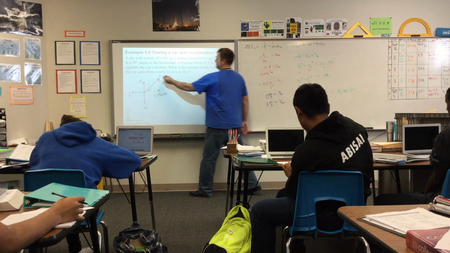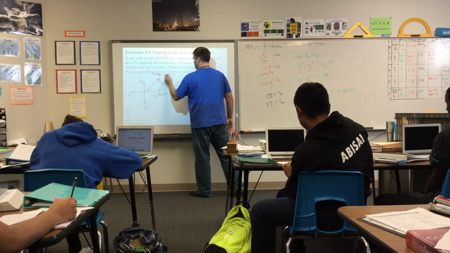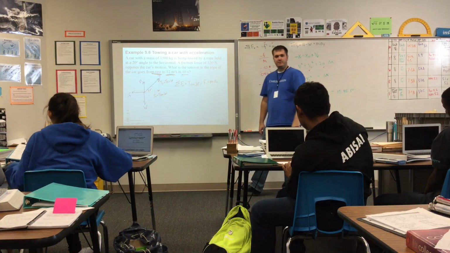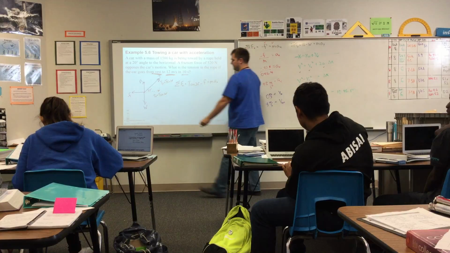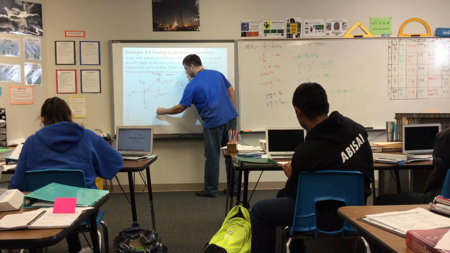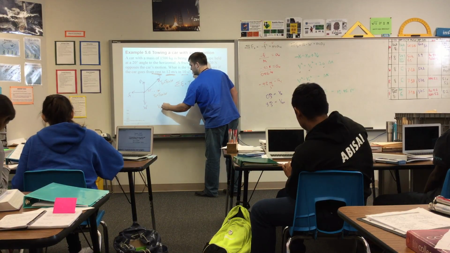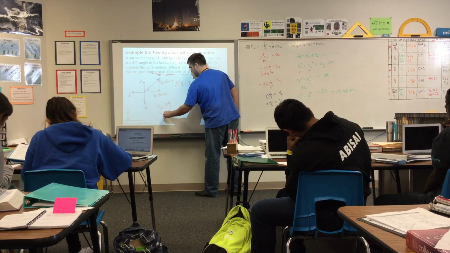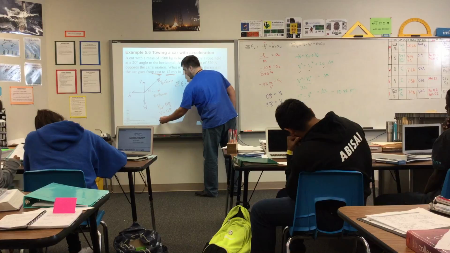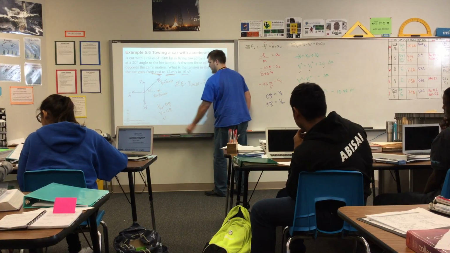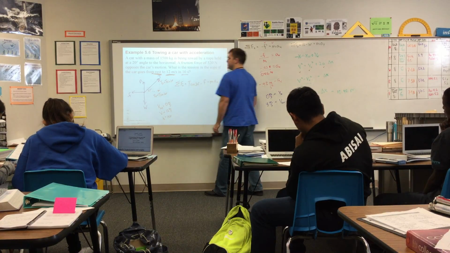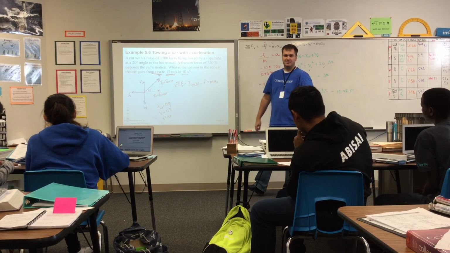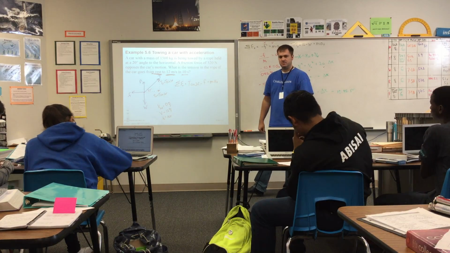Now it is going from rest to 12 meters per second in 10 seconds. So I'm going to need to figure out what that acceleration is. So my initial velocity is 0. My final velocity is 12, and my time is 10. Is there a formula that can give me the acceleration? Vx equals Vx naught plus AT.